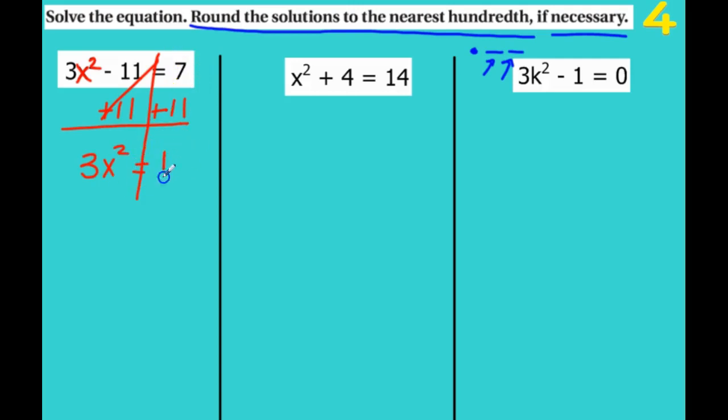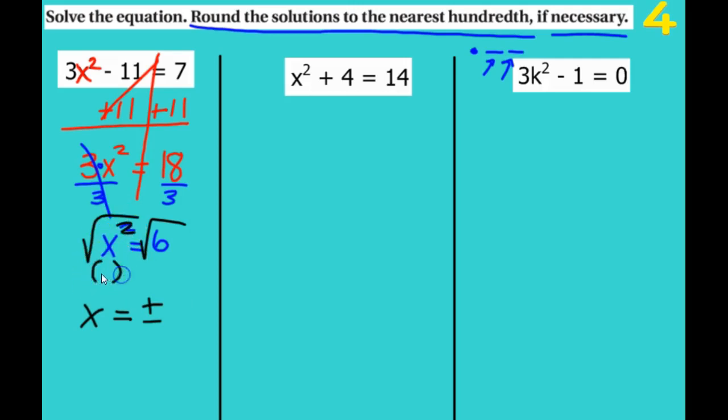11 plus 7 is 18. And then the opposite of multiplying by 3 is dividing by 3. And then 18 divided by 3 is 6. So last step, get rid of the square, we take the square root. I'm going to tell you right now, on your next test, I guarantee someone's going to forget to put the plus and the minus, and you're going to get a point off. Because there are two answers. The negative and the positive answer, because a negative times a negative will make a positive.